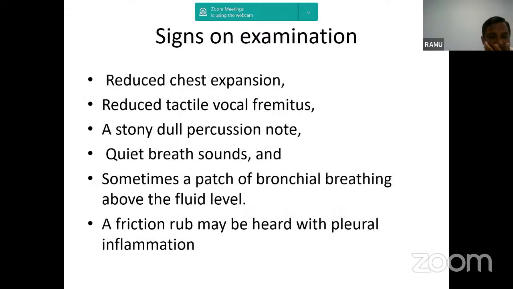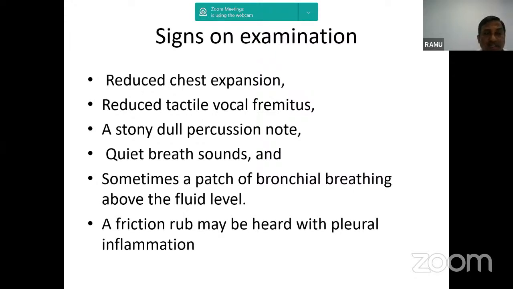By clinical examination, in moderate and massive effusions, we can tell by seeing reduced chest expansion, decreased tactile vocal fremitus, a stony dull note on percussion, and diminished breath sounds. If there is hydropneumothorax, we can hear bronchial breathing above the fluid level. Another diagnostic sign is the succussion splash.